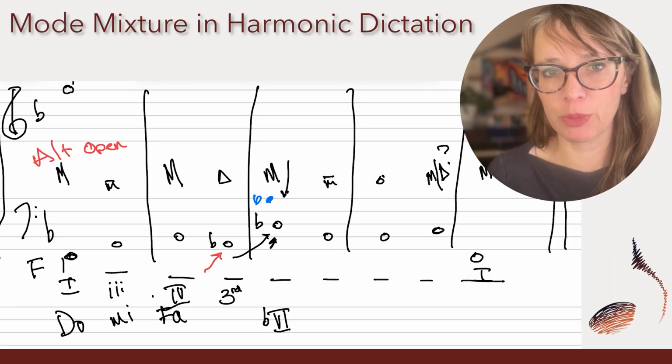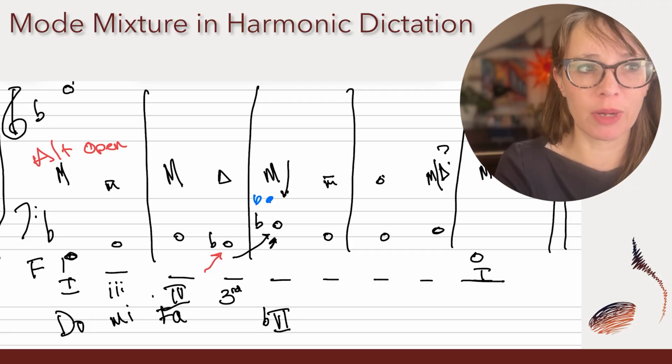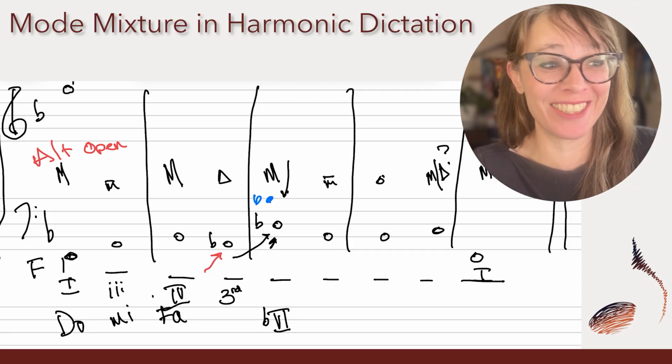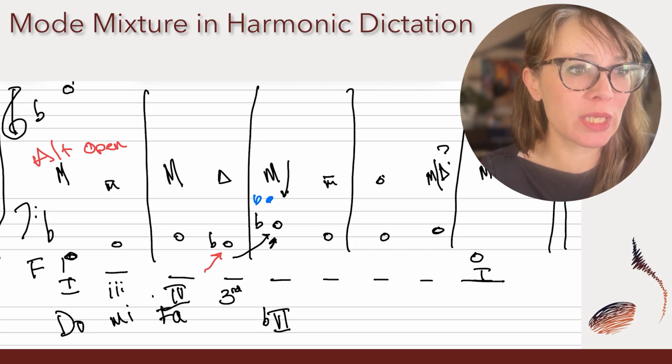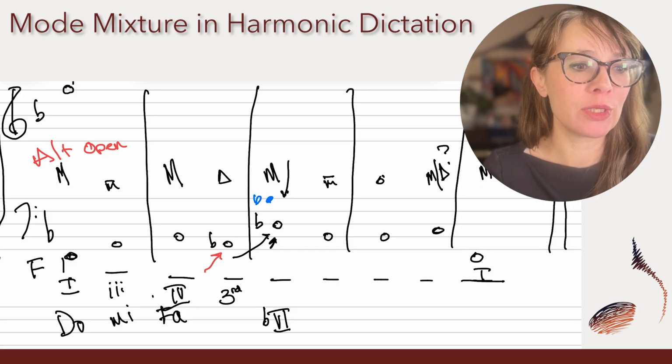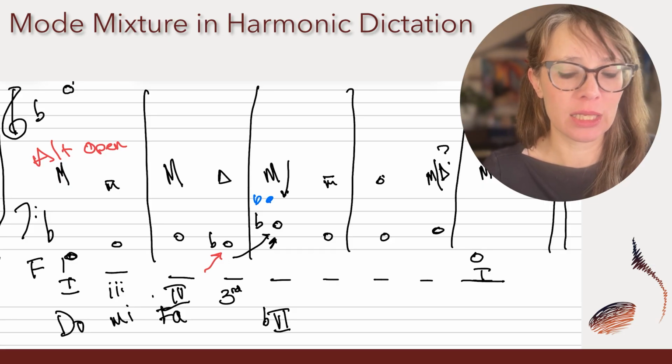Okay, let's just do one listening for the bass so you can hear that again. Normally in a dictation practice, you get two listenings, or however many you get when your teacher does it. But let's listen once for the bass so you kind of hear that clicking in.